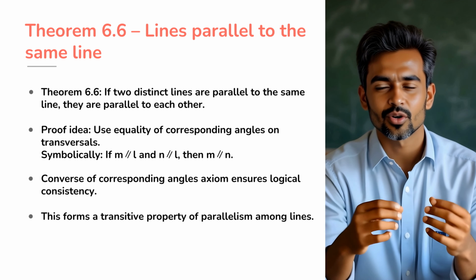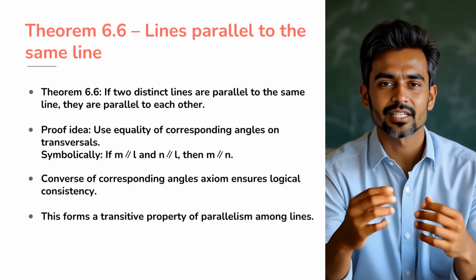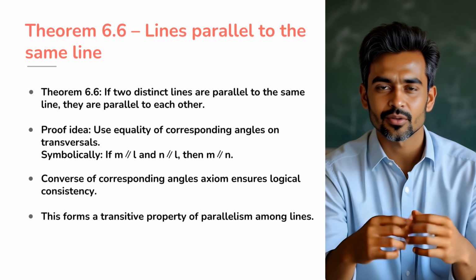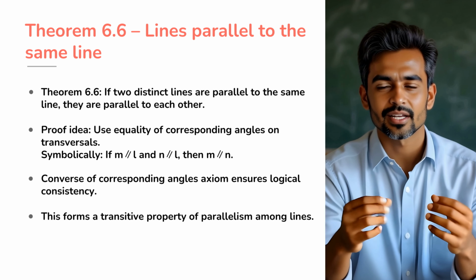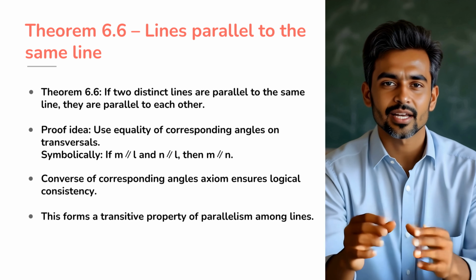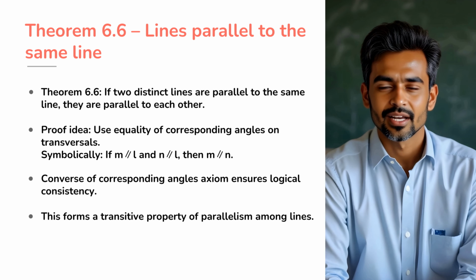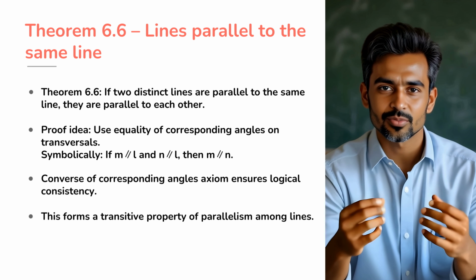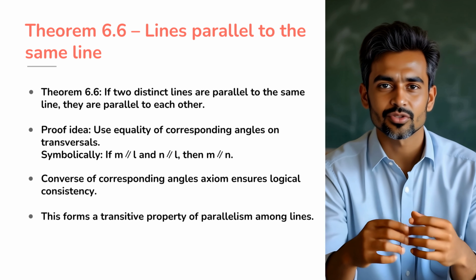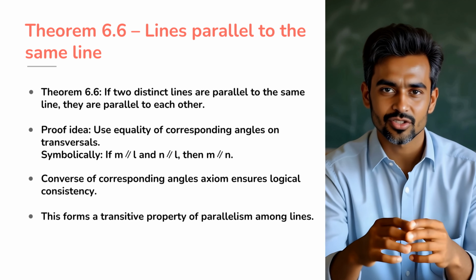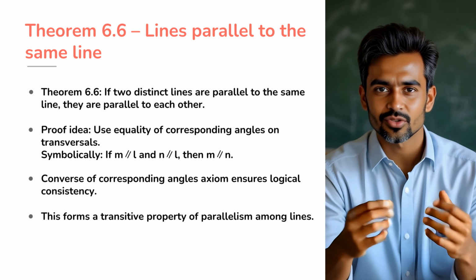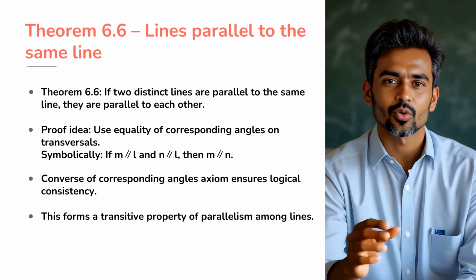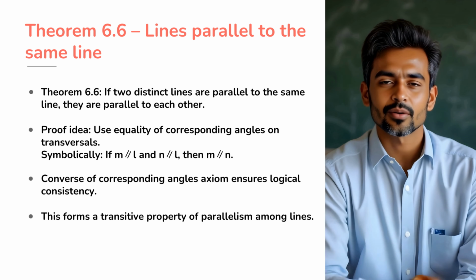This leads us to theorem 6.6. It says, if two lines are parallel to the same line, then they are parallel to each other. Symbolically, if line M is parallel to line L and line N is parallel to line L, then line M is parallel to line N. This is nothing but the converse of the corresponding angles axiom. So in simpler words, parallelism is transitive. Just like in real life, if you and your friend both follow the same straight road, then you both are also walking parallel to each other.